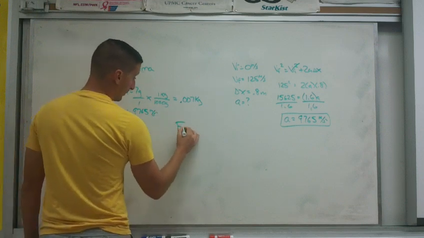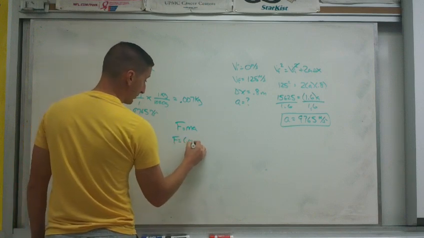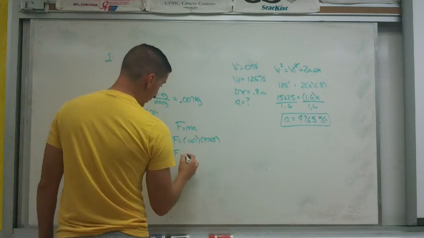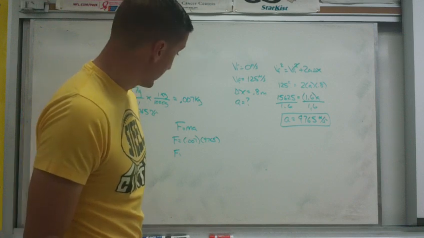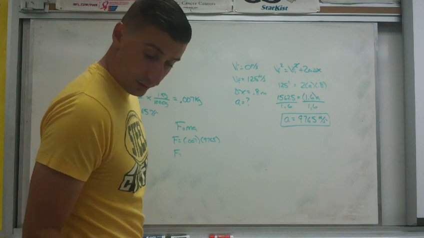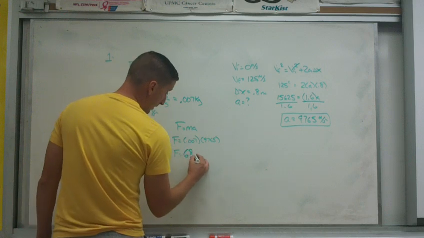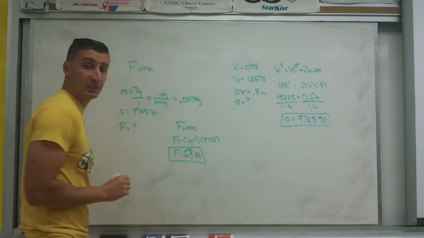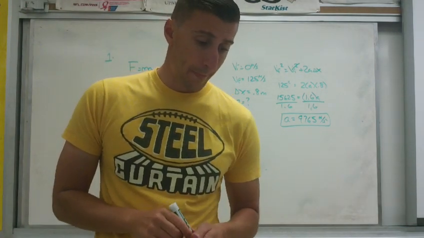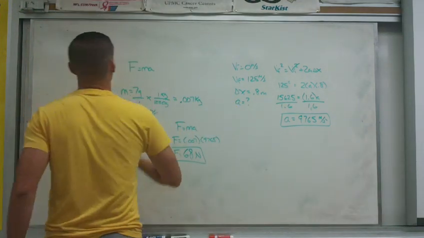I can plug in now. F equals ma. F is what I'm looking for. m is 0.007, a is 9,765. F equals, I multiply, 0.007 times 9,765. You get 68 newtons. It's going to require a force of 68 newtons to accelerate that pellet to that speed. Okay? So let's go ahead and do the next problem.